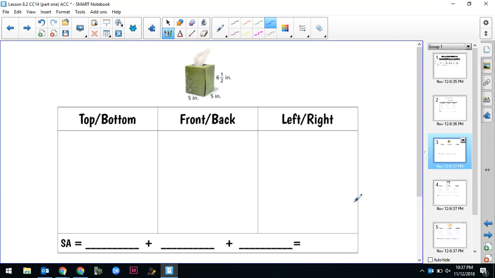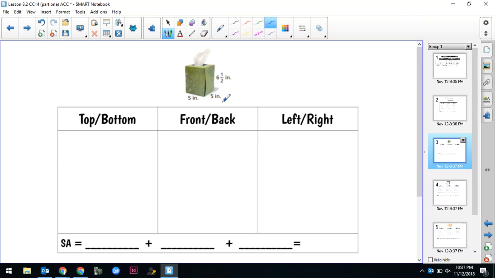Okay, so in this case, we're looking at a tissue box. Still considered a rectangular prism, but this one's actually sort of unique. The base of that rectangular prism is 5 by 5, so we might actually call this a square prism. It's not quite a cube because not all 3 sides are the same, but we would call it a square prism since the 2 bases are squares.